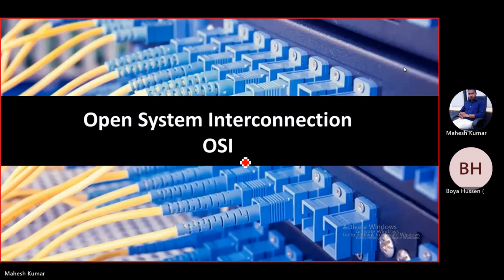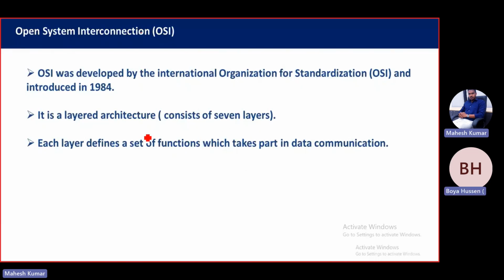The open system interconnection was developed by the International Organization for Standardization, ISO, and introduced in 1984. It is a layered architecture consisting of 7 layers. Each layer defines a set of functions which take part in data communication. What is the meaning of this?